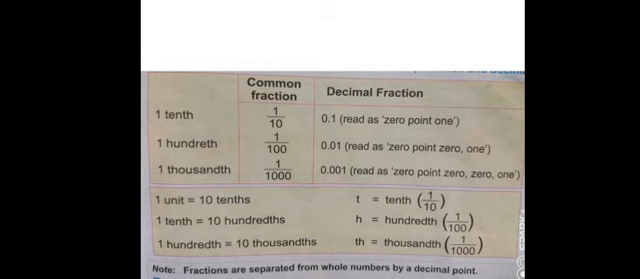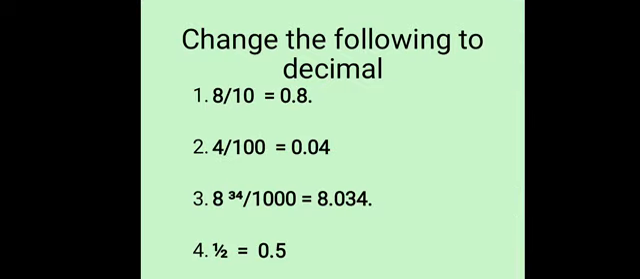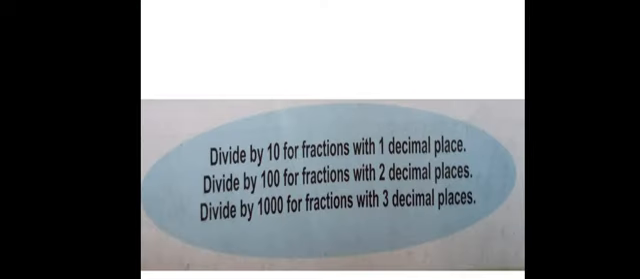Okay, so now let's go into change the following to decimal. But before we go that, I want you to look at this. This instruction says divide by 10 for fractions with 1 decimal place. Divide by 100 for fractions with 2 decimal places. Divide by 1000 for fractions with 3 decimal places. Let's go back and look at the example.